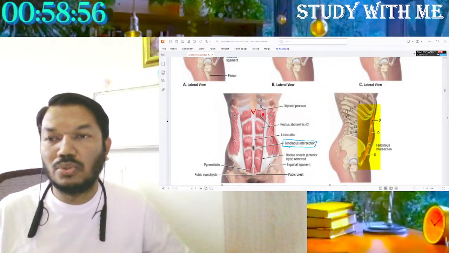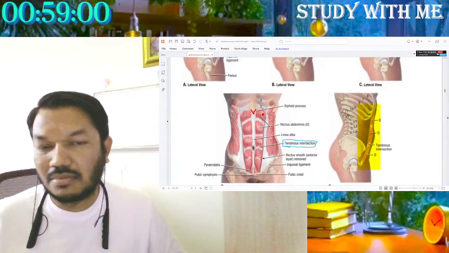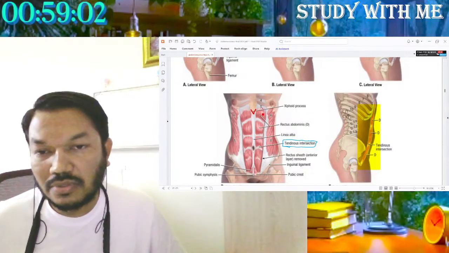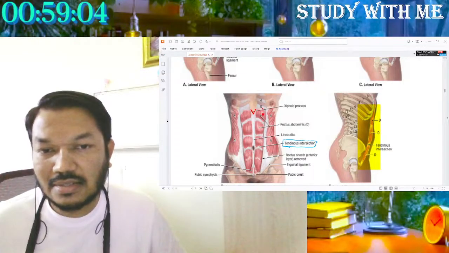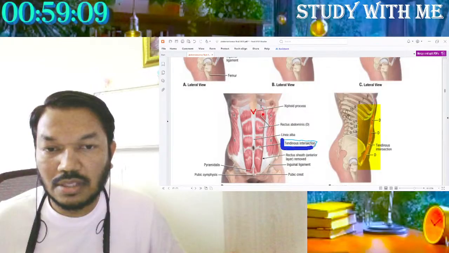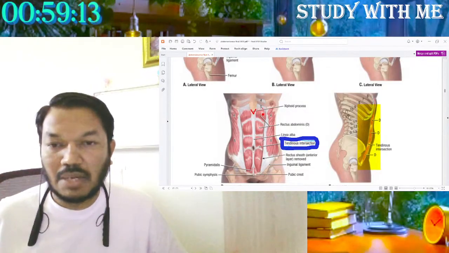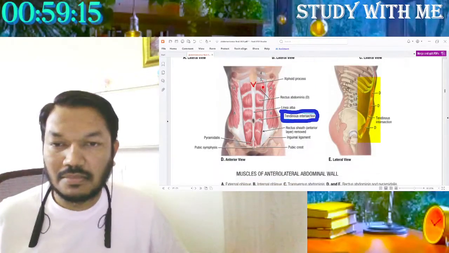That's why if anyone does the gym, we used to call it six pack or something. It is because of this aponeurotic tissue or intertendinous insertion. See here, intertendinous insertion becomes more prominent. That's why they look like six pack or something. But muscle remains as it is.